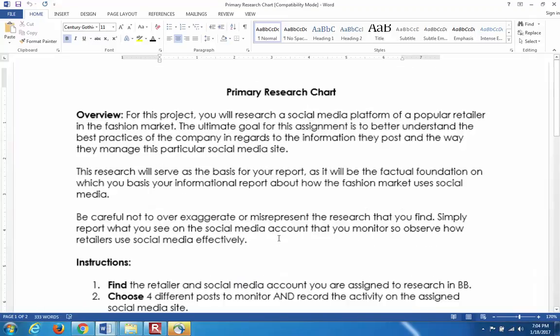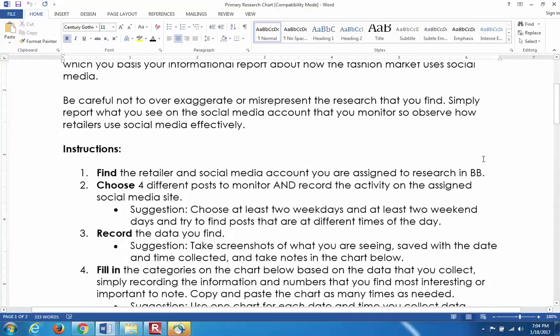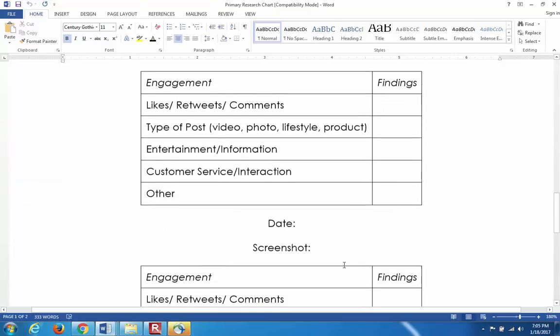The other small assignment that helps you get ready for the report is the primary research chart. So once you're assigned a social media platform and a business or a retailer, you are going to conduct some primary research. Okay? So find out who you're supposed to be looking at. Choose 4 different posts to monitor and record the activity of those posts. I would suggest that you try to vary your times and days, and then you're simply going to record the data that you find. So you'll take screenshots of what you're seeing and then take notes in these charts and fill in these categories. So you can see it right here.